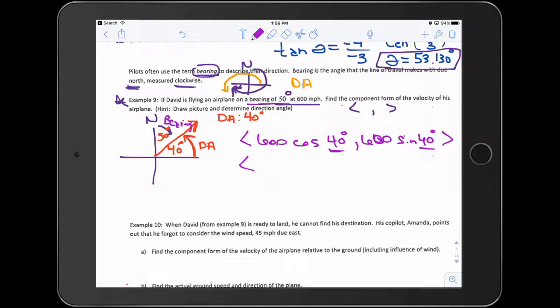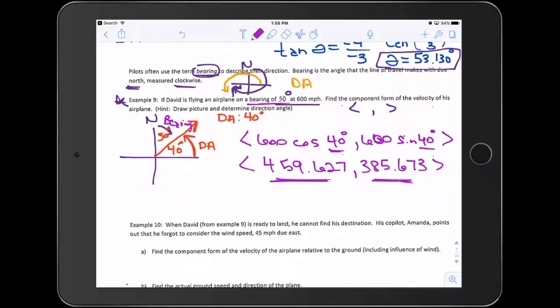So calculate this out. So his component vector is 459.627 and 385.673. Now we know that this is the horizontal and the vertical. I've been saying movements, but really what that ends up becoming is the horizontal, in this case velocity, and the vertical velocity.